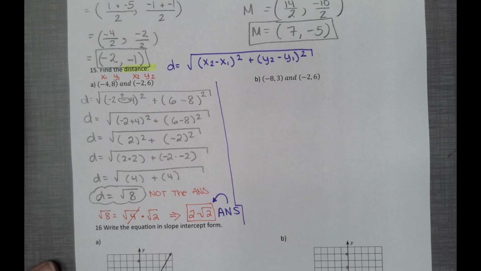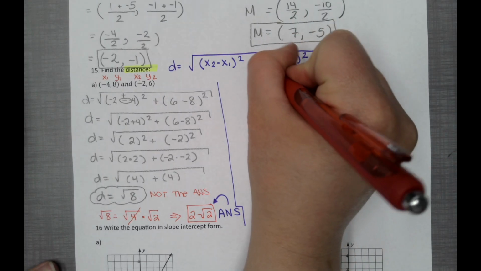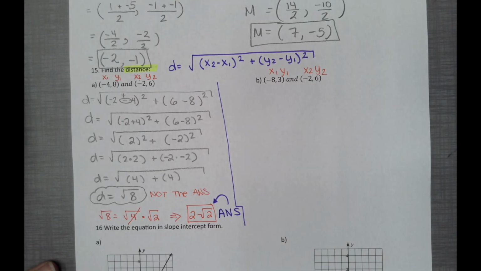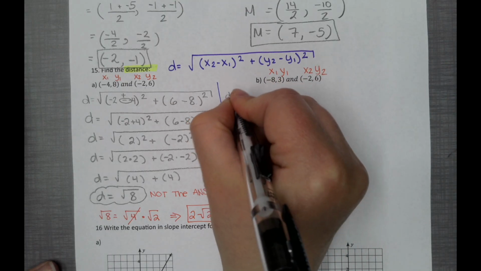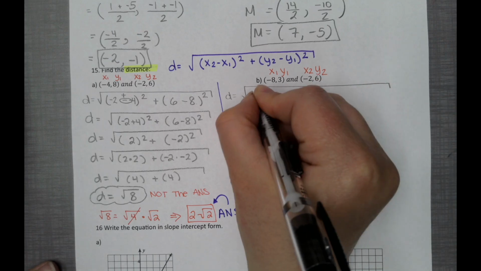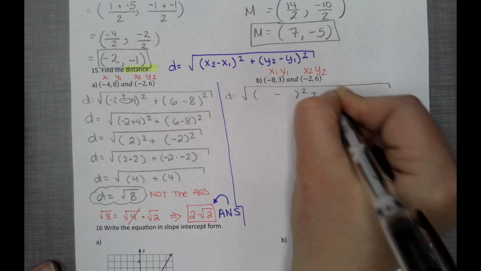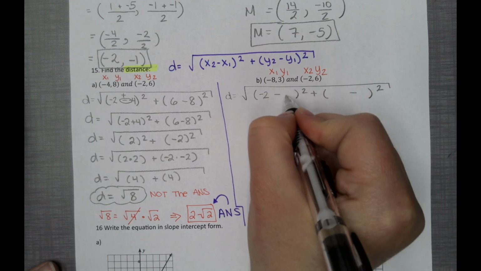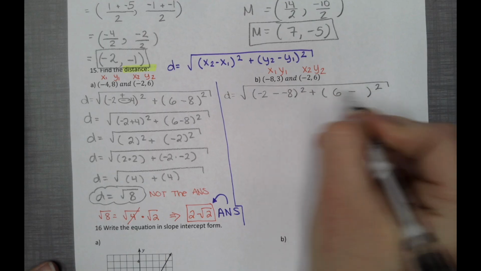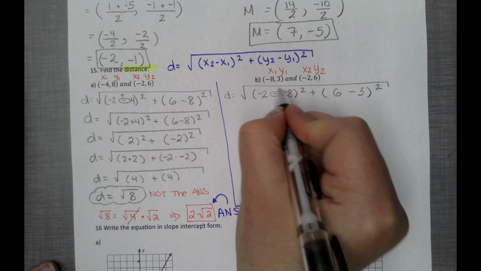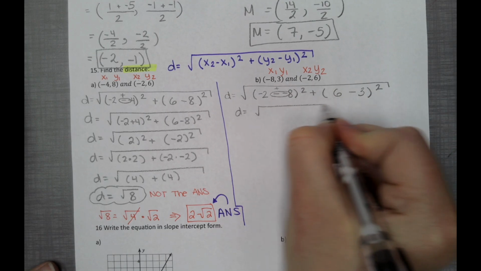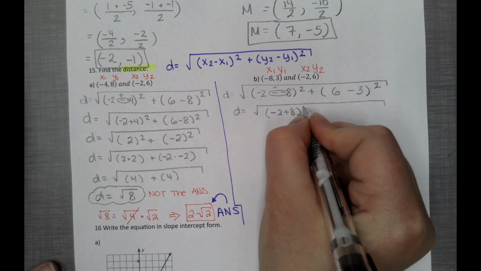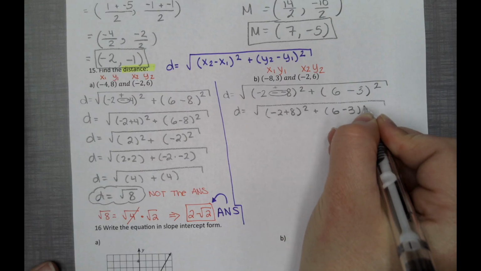Okay, let's go again. Let's label our point. Write our distance formula. And again, the way that I like to write it is open minus closed, square it, plus open minus closed, square it. x2 is negative 2, x1 is negative 8, y2 is 6, y1 is 3. Double negatives, let's go ahead and take care of that, rewriting it. We get negative 2 plus 8 squared and 6 minus 3 squared.